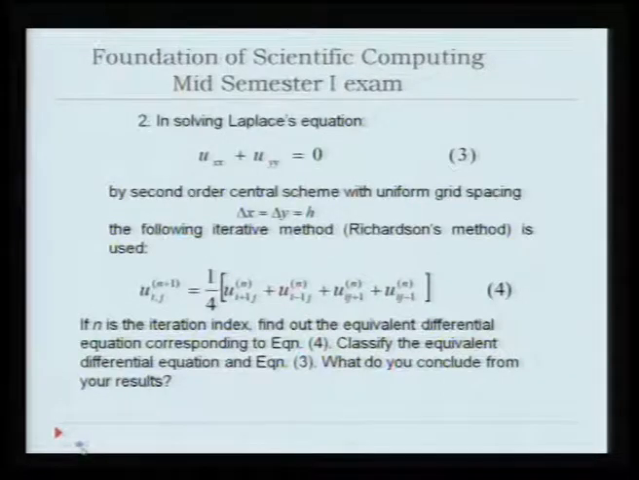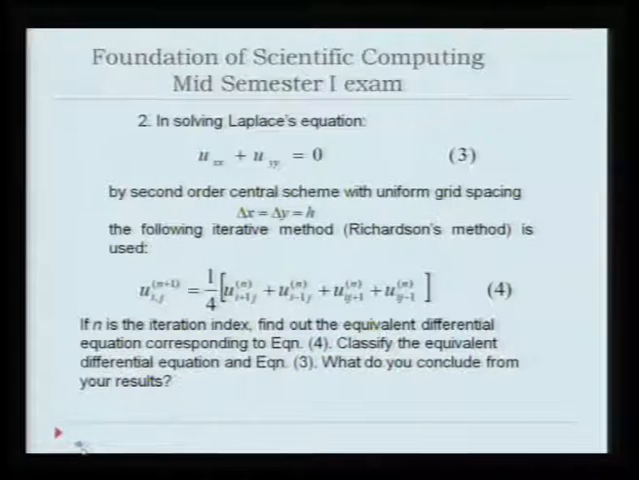how elliptic equations are solved. So we are talking about the simplest of them all, solving Laplace's equation by an iterative method due to Richardson. The governing equation is given in equation 3, and the iterative method is given by equation number 4. And you notice that superscript n indicates the iteration index, and the question that is asked is basically to find out what is the equivalent differential equation corresponding to equation 4 that one solves.